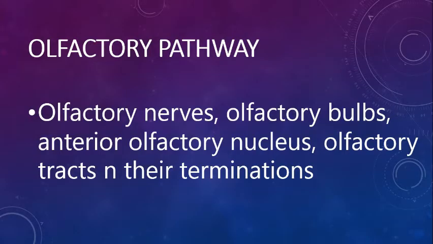The first one we are going to discuss is the olfactory pathway. The olfactory pathway includes the olfactory nerves, olfactory bulbs, anterior olfactory nucleus, olfactory tracts, and their attachments. So these are the structures we are going to discuss one by one. So let us see that.